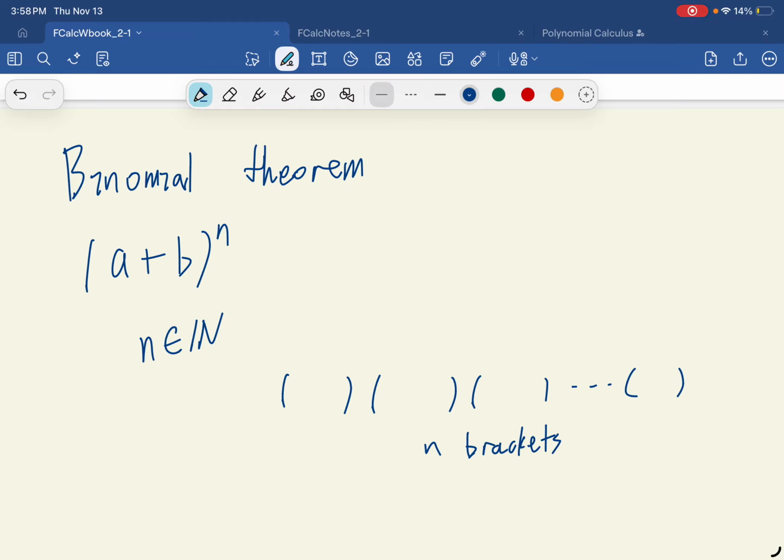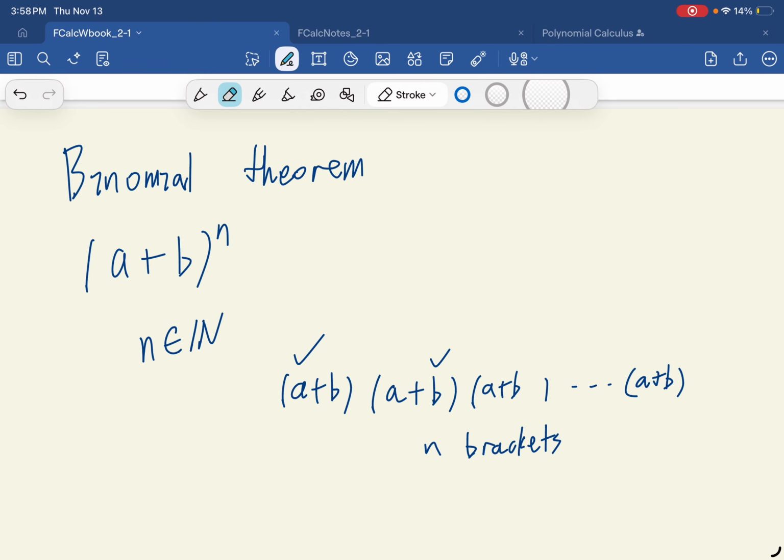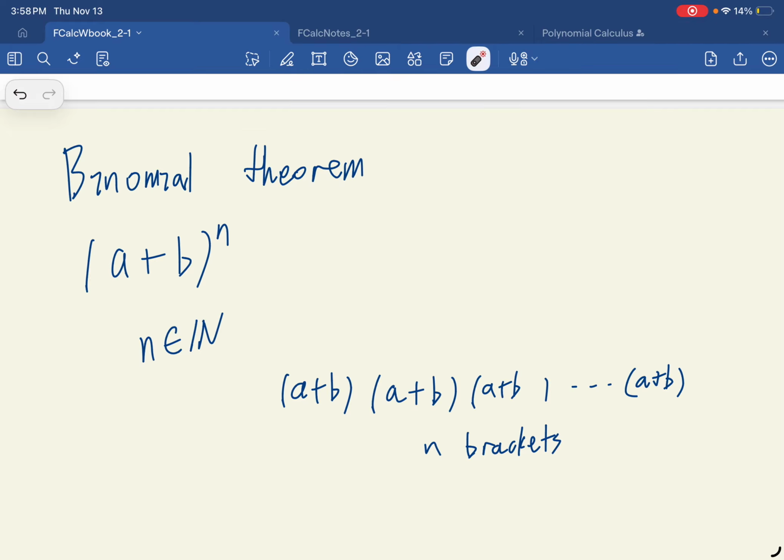And from each of those brackets, I can choose A or B, right? I can choose A or I can choose B. Depending on that, I can get different combinations for the exponents for A and B. Now, what happens if I choose all A's? Then it's going to be n times A. There's going to be n number of A's, right? So that's all multiplying, so that's going to be A to the power of n.